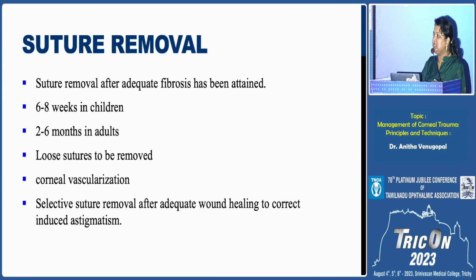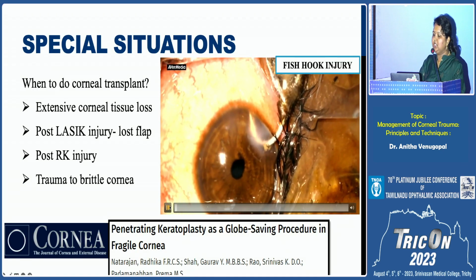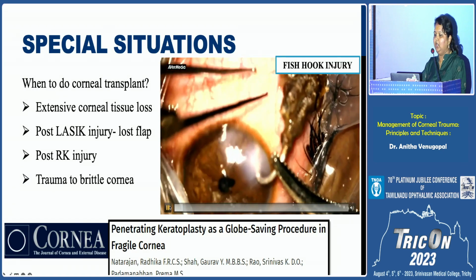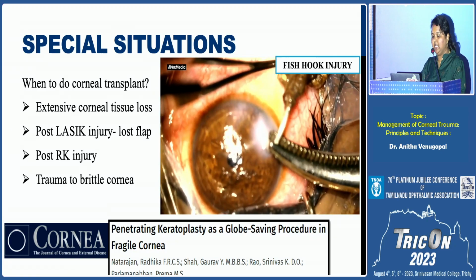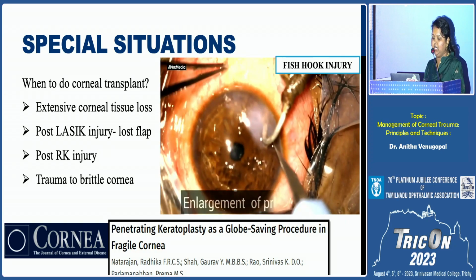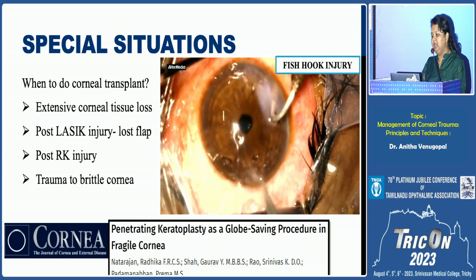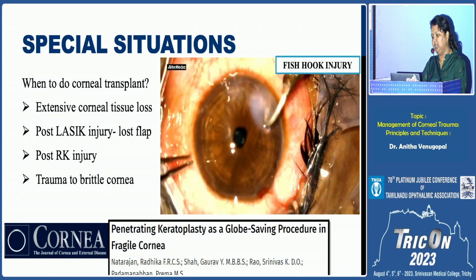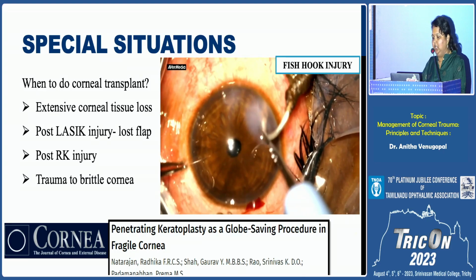Suture removal has to be done at 6 to 8 weeks in children and 2 to 6 months in adults, and loose sutures have to be removed to avoid corneal vascularization. Last slide. In special conditions, corneal trauma may also require a corneal transplant, in case of extensive corneal tissue loss, post-LASIK injury, lost flap, post-ARC injury, and trauma to a brittle cornea. This is the case of a fish hook injury, where we retrieved the fish hook by doing a cut-it-out technique. Thank you.